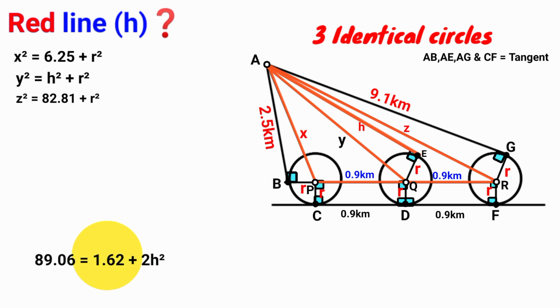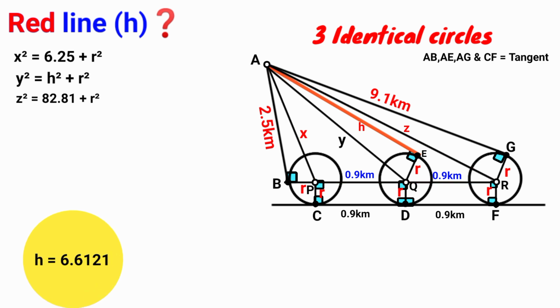Take 1.62 to the left. 89.06 minus 1.62 is 87.44. Divide both sides of the equation by 2. Here 2 cancels 2. While here 87.44 divided by 2 is 43.72. Now take the square root of both sides of the equation. Here the square root of h squared is h, while here the square root of 43.72 is 6.6121. So h equals 6.6121. That is, the length of this straight line which we are asked to calculate is 6.6121 kilometers.